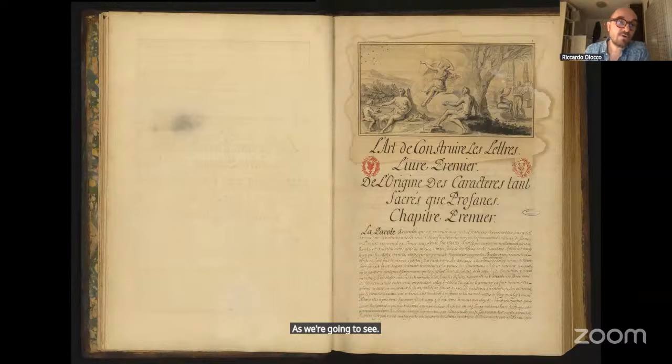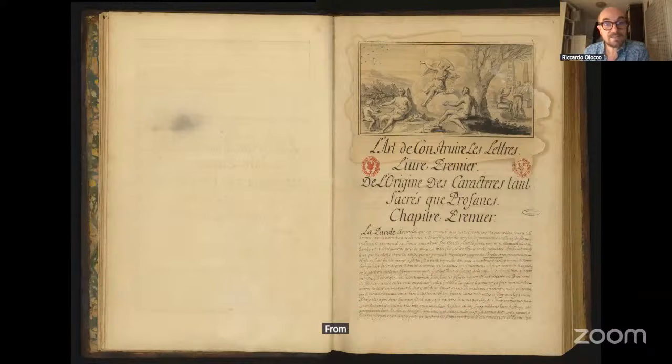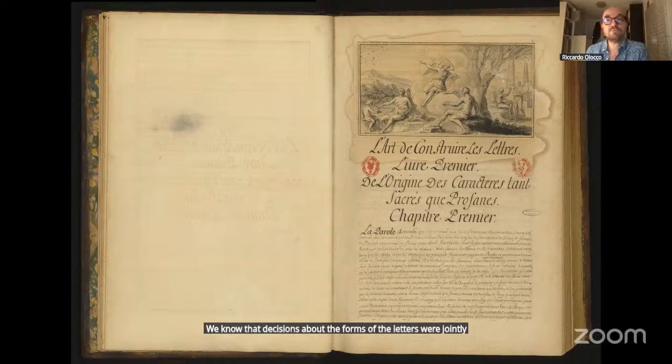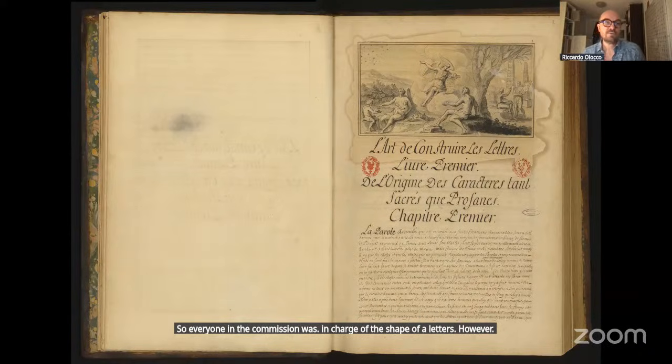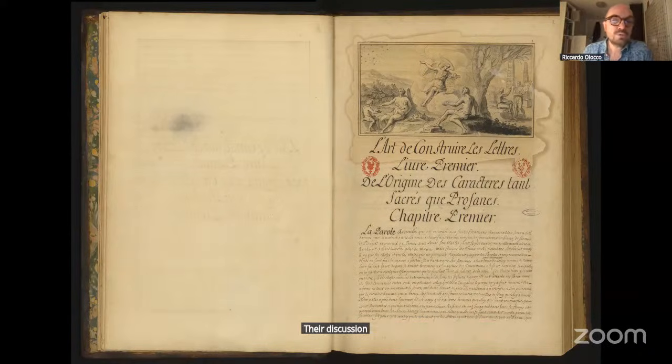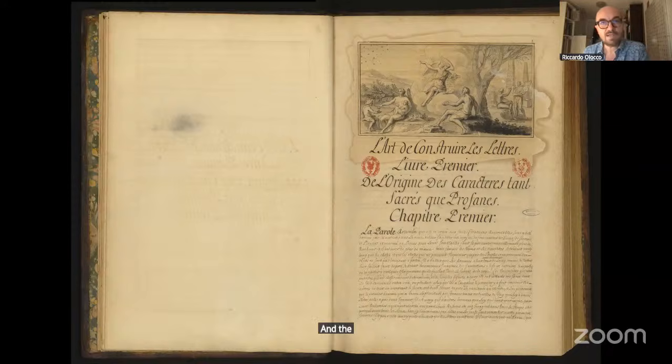A large section of Jean's manuscript is about the detailed construction of the letters that were engraved in 1695. From this source and from other notes that have survived, we know that decisions about the forms of the letters were jointly taken within the commission. So everyone in the commission was in charge of the shape of the letters. However, their discussions were usually based on a model. We were talking about models, and we think that these models were drawings. And the models, the drawings, were provided by Jean.